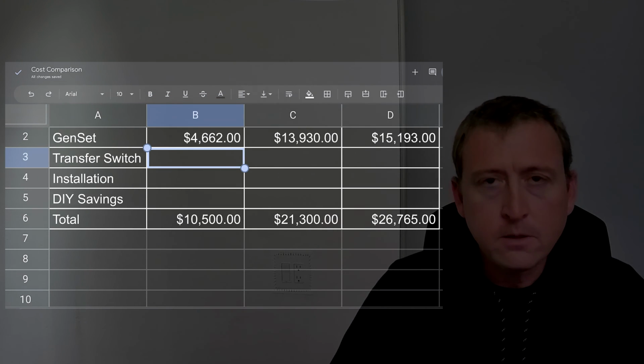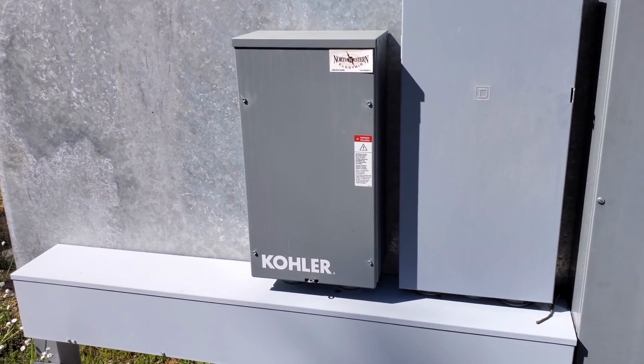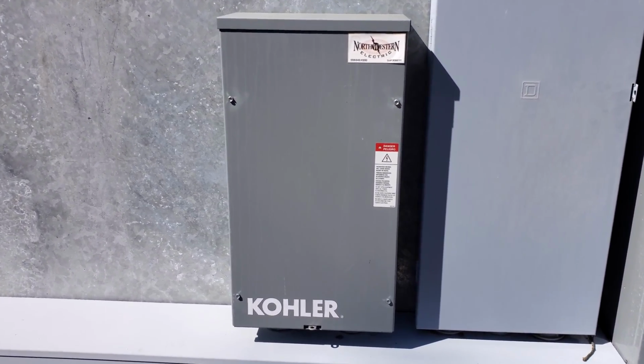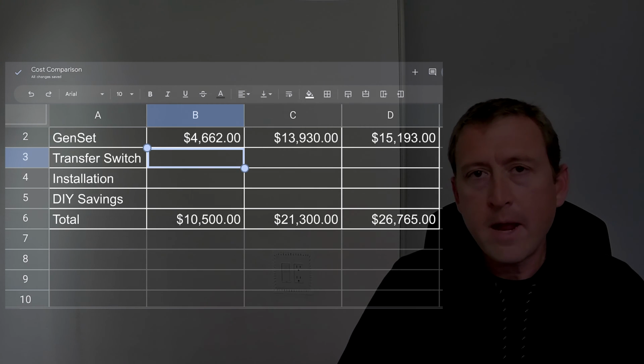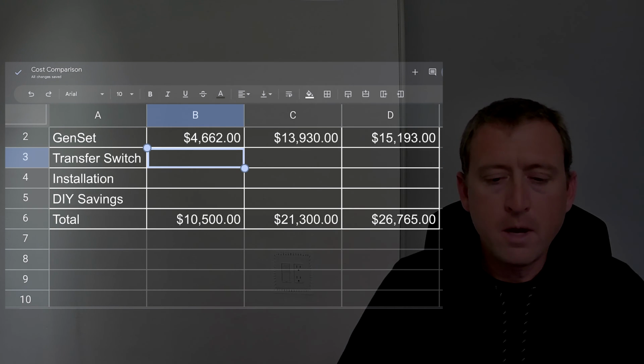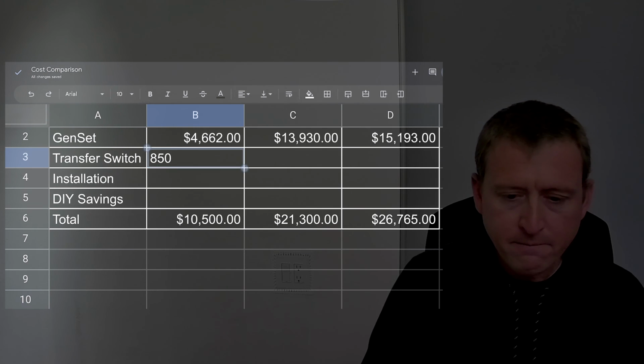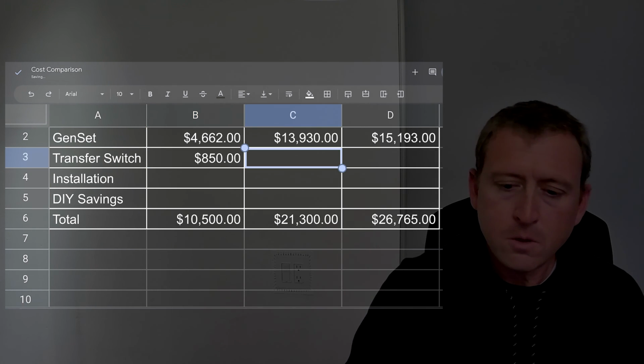Okay, next row is the transfer switch. There's not that much that can affect the cost of the transfer switch. The basic version you can get is a 200 amp. It just switches everything over from the meter to the generator. So you're basically looking at a 200 amp automatic transfer switch. Those are the cheapest, about $850 for those. That's also the one we got.